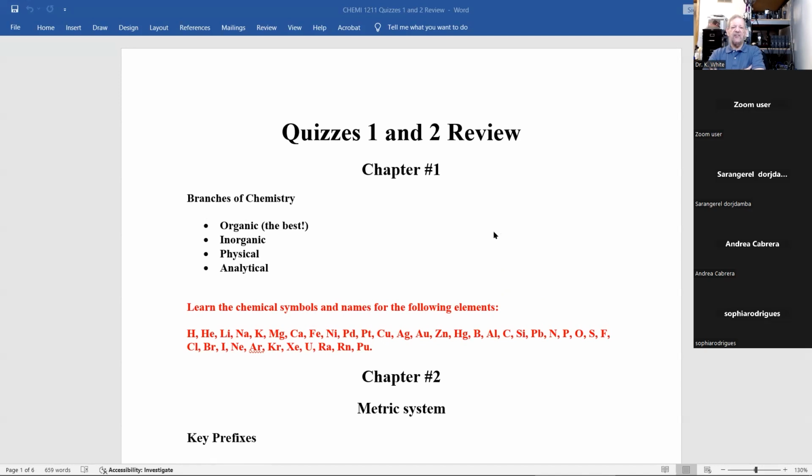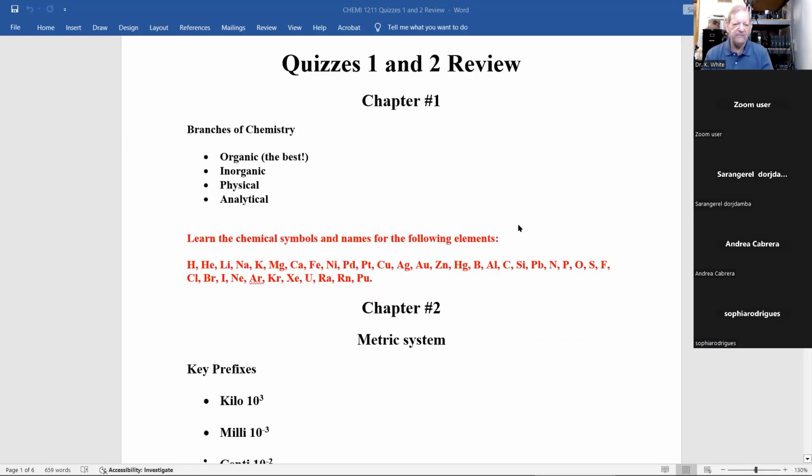If you go to the lecture section of Blackboard, you will find a file, cleverly, actually 2, either a Word file or PDF, actually both, called Chem 1211 quizzes 1 and 2 review. You will be able to download this from Blackboard. All right, let's get started.